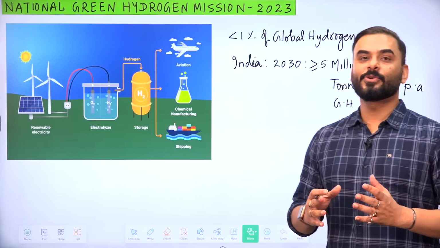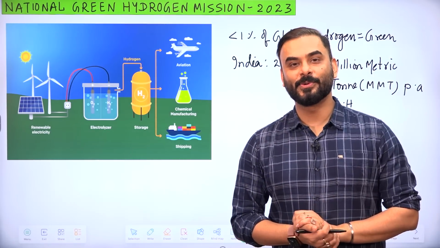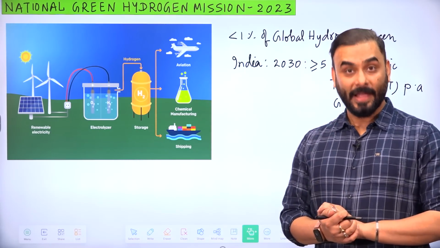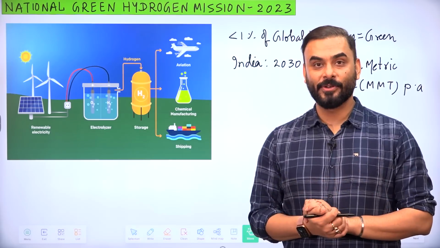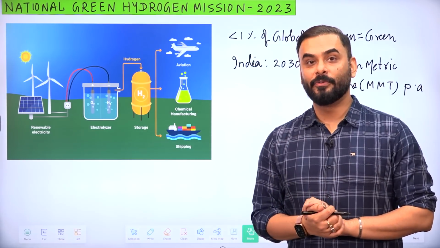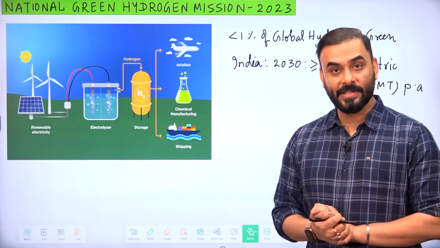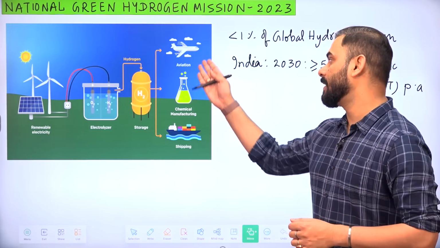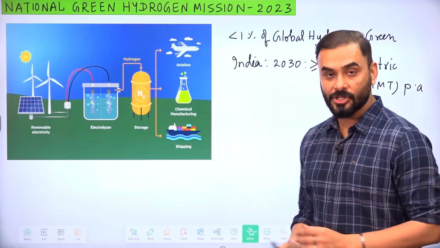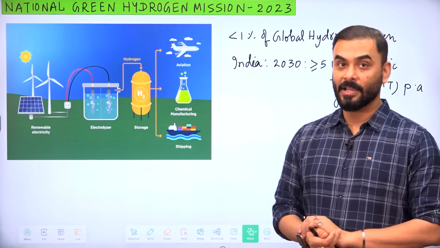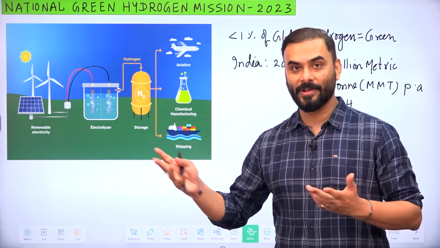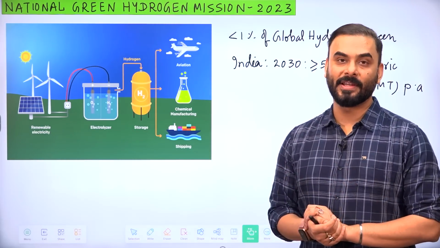You see, the world is constantly looking for renewable sources of energy. And we are also looking for those types of fuels which have zero carbon emission. So one of those fuels is hydrogen. Hydrogen can be used in aviation, chemical manufacturing, shipping, etc. It has multiple uses. We can also run our automobiles on hydrogen. But how do we get hydrogen as a fuel?